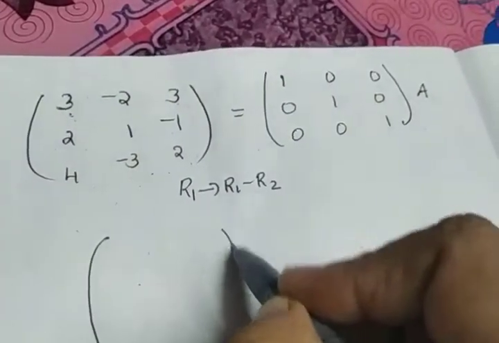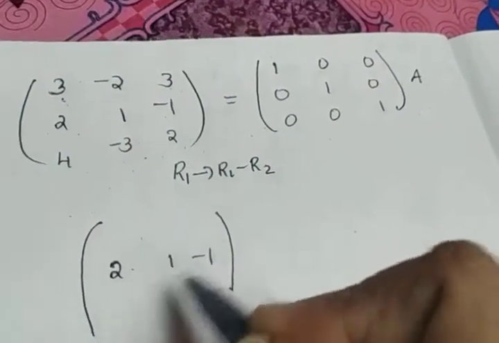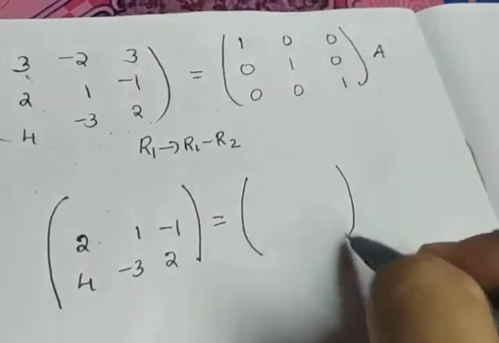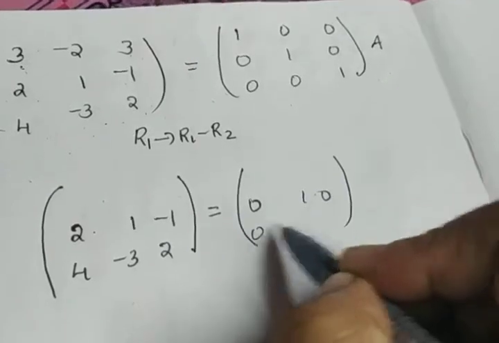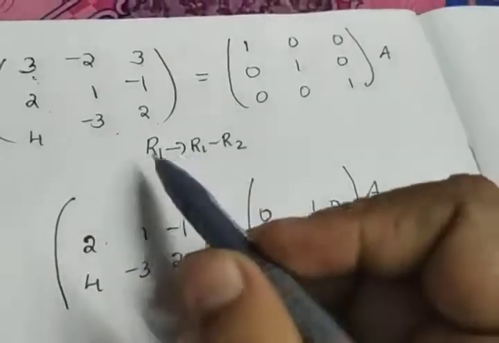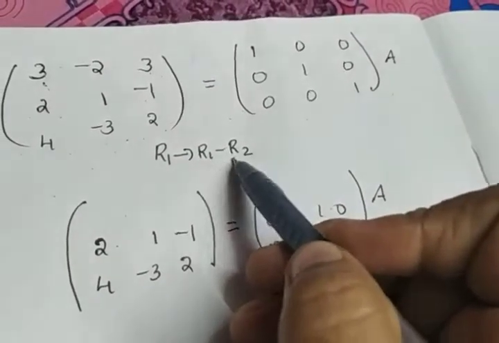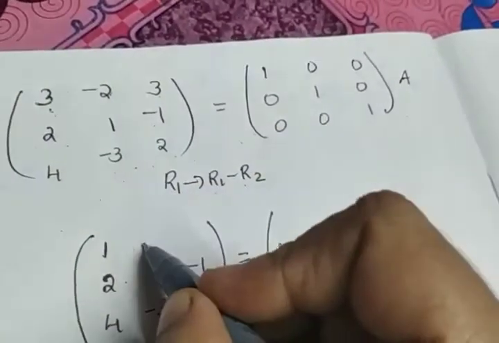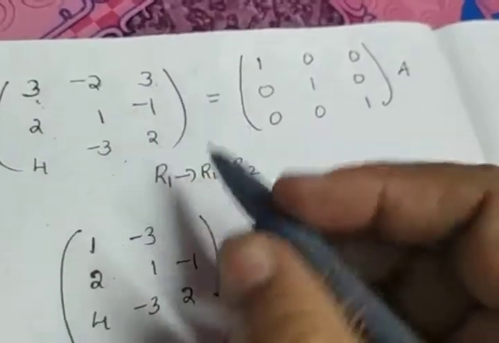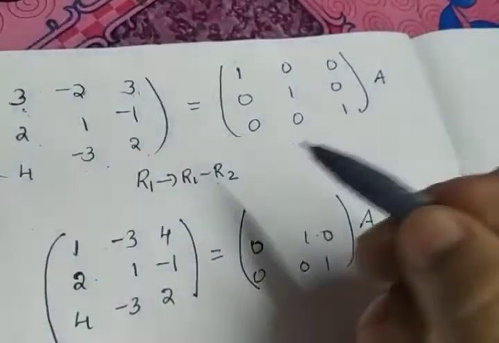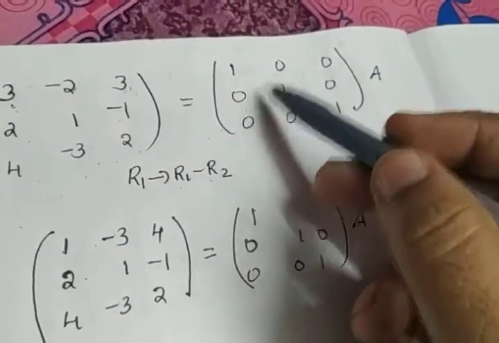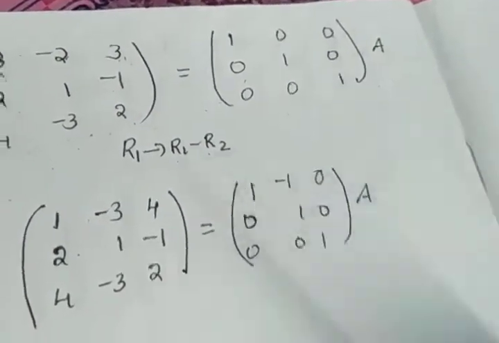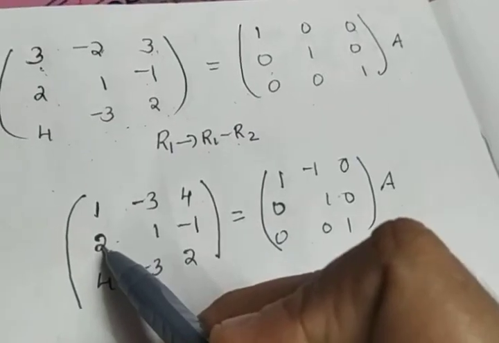So R2 remains the same, 2, 1, -1. R3 remains the same, 4, -3, 2, is equal to, on the right side also, 0, 1, 0 in the second row, and the third row remains the same. First row, what's the difference? R1 minus R2. So 3 minus 2 gives you 1, -2 minus 1 gives you -3, and 3 minus -1 gives you 4. On the right side, 1 minus 0 gives you 1, 0 minus 1 gives you -1, and 0 minus 0 gives you 0.